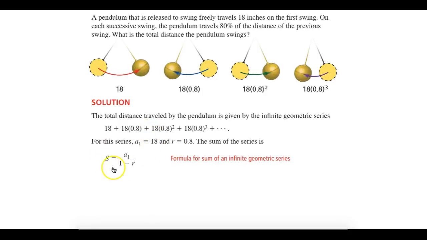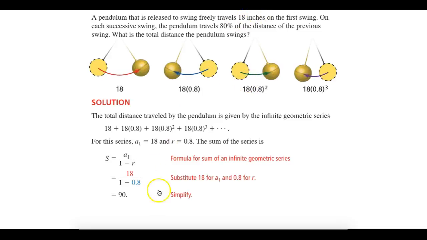So we write in our general equation, and we know because r is less than 1, we can find the sum for this. So let's go ahead and plug in a1 and r. We get 18 over 1 minus 0.8. We're going to get 18 over 0.2, which gives us 90. So the total distance that this has swung is 90 inches.